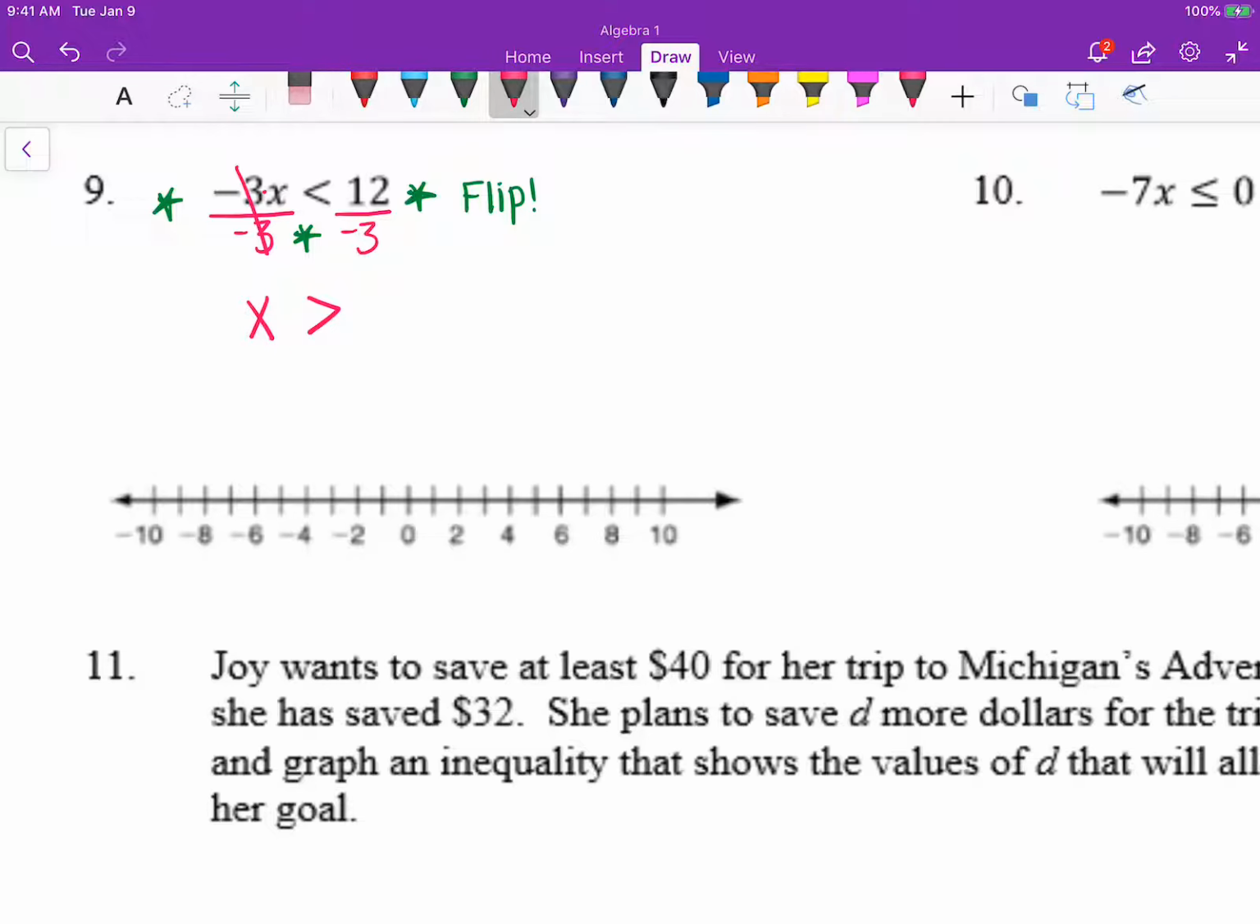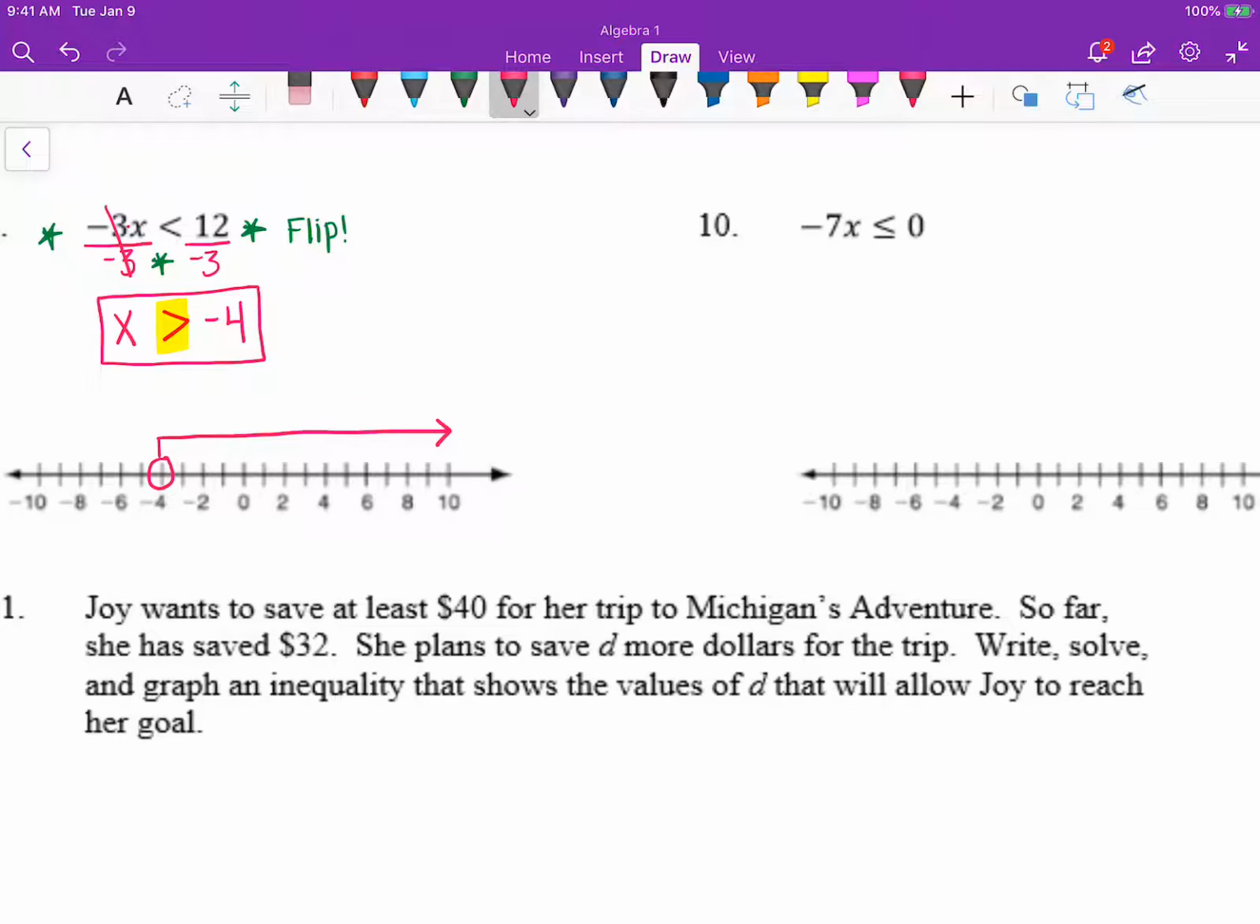Okay, so the -3's are gone. I have x on the left-hand side, and then on the right, 12 divided by -3 is -4. My letter's alone, it's on the left, that's what we like. So x is greater than -4 is my answer there. So my circle is going to be an open circle at -4. And then my symbol is pointing me to the right now. So I'm going to go ahead and shade to the right of that circle on my graph.